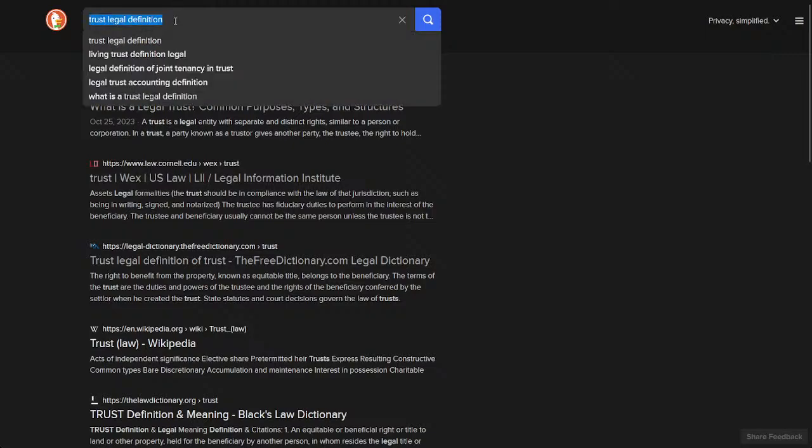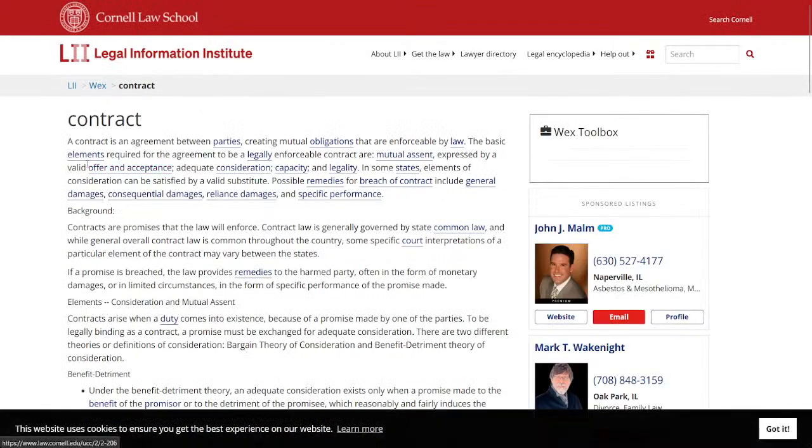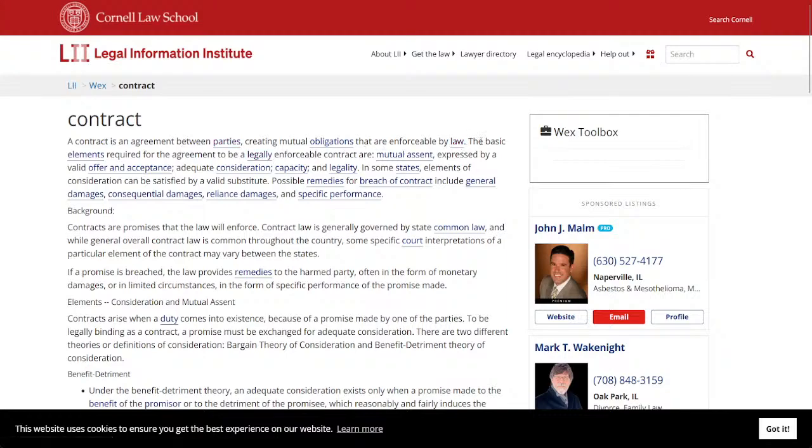So let's go into what is a contract. Ooh, man, I can't spell. Type, spell, contract, legal. Oh, I cheated. Contract: a contract is an agreement between parties creating mutual obligations that are enforceable by law. The basic elements to allow it to be legally enforceable are mutual assent, offer and acceptance, consideration, capacity, performance, remedies for breach of contract, and specific performance. Contracts are promises that the law will enforce.